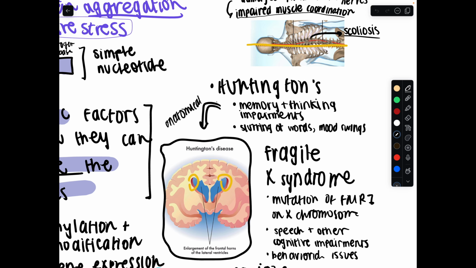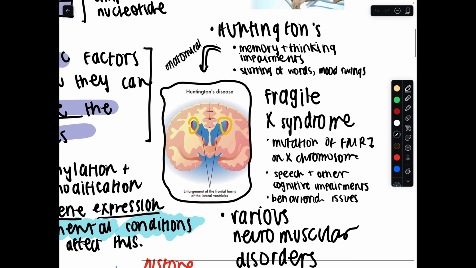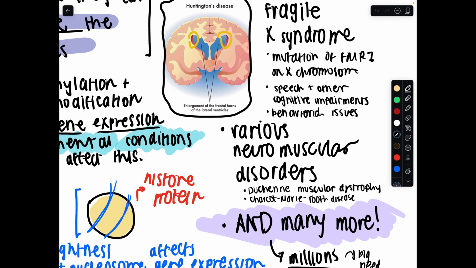Additionally, with that, we have Fragile X syndrome, which is definitely something more specific to our sex chromosomes, and these can definitely cause more cognitive and behavioral issues. Then lastly, there are also a variety of neuromuscular disorders that also have huge genetic factors, DMD and CMT as noted here for short. These diseases do have some significant differences, with CMT impacting the peripheral nervous system and DMD being more of a muscle degeneration issue.